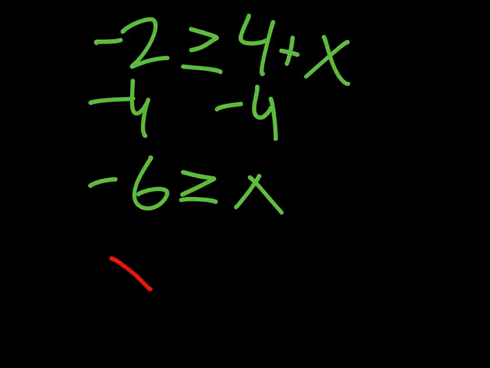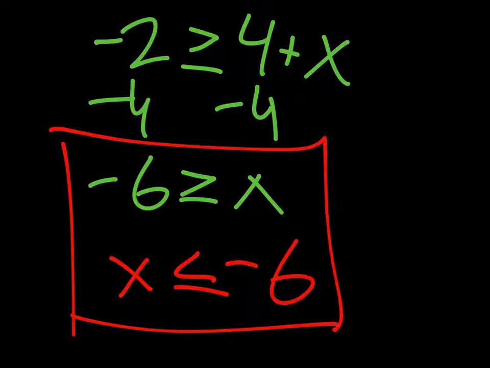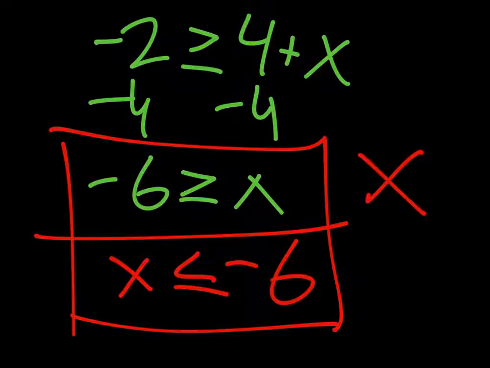Rewrite it with the x being first, and then face the inequality the exact same direction that it is facing in the previous inequality. And then you have your solution. And you can graph. You can't graph it when it's like this, but you can graph it when it's like that. Anyways, moving on to our last example.